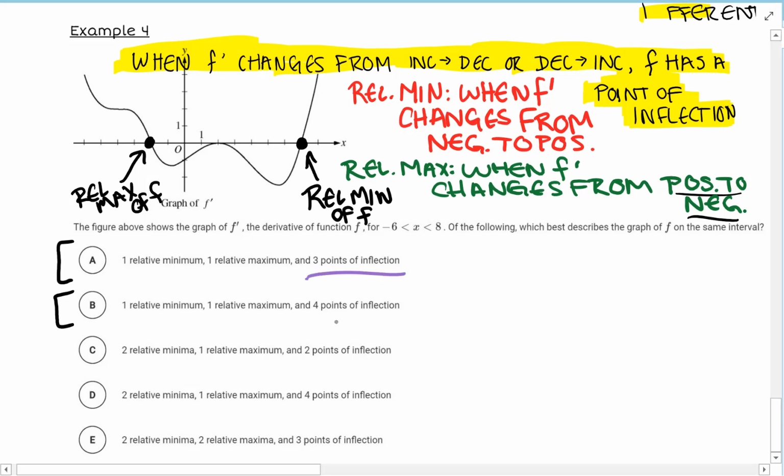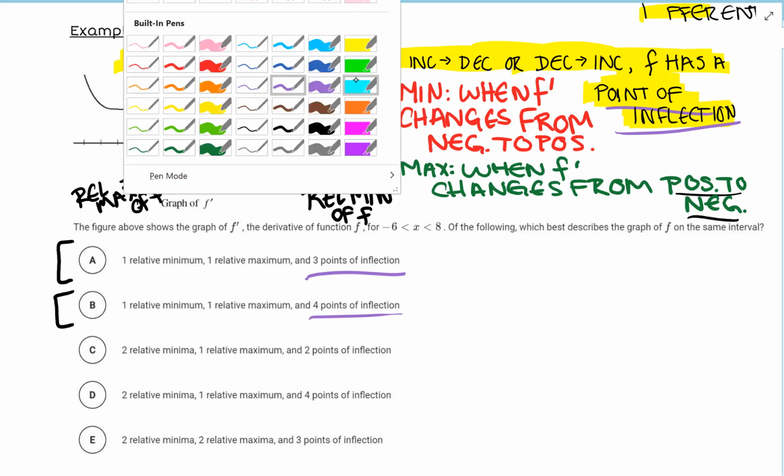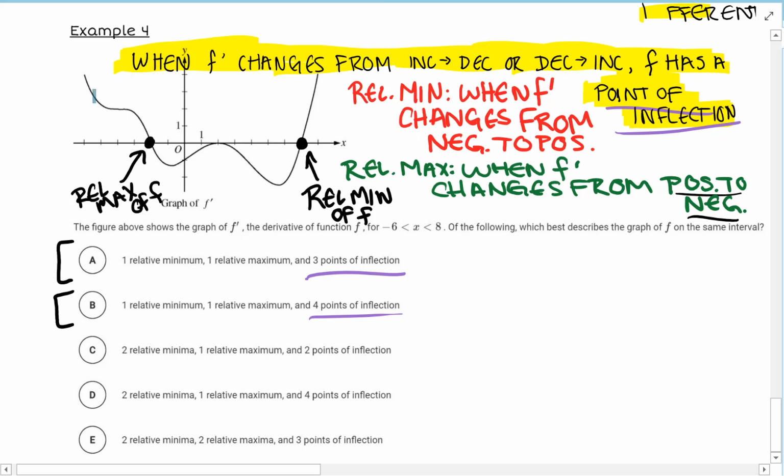Our final step will be to determine how many points of inflection f has given the graph of f prime. Points of inflection happen when f prime changes from increasing to decreasing or decreasing to increasing. So I'm going to color those intervals. The graph of f prime is decreasing until about here. Then the graph is increasing up until we get to where the tangent of f prime would be 0.